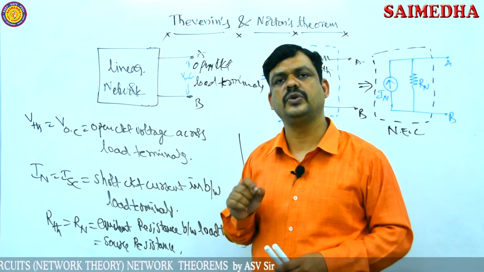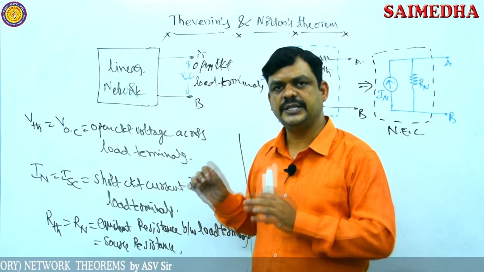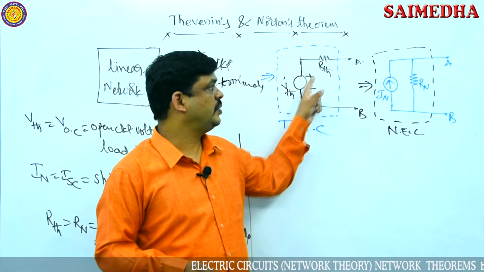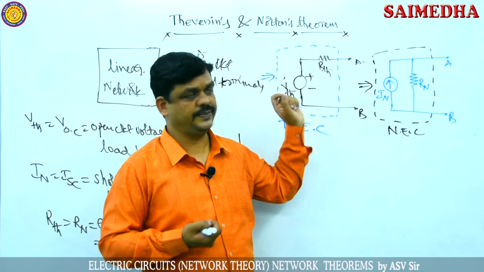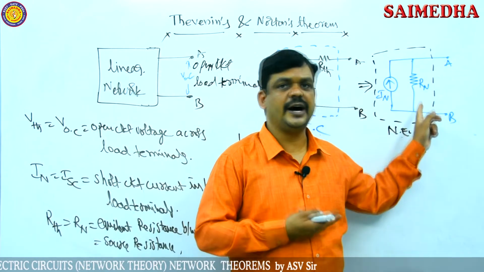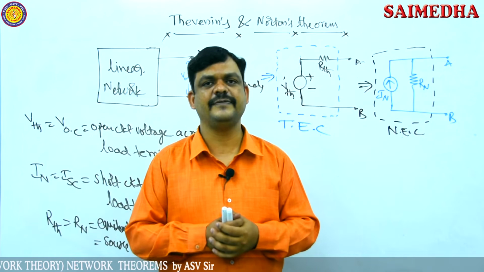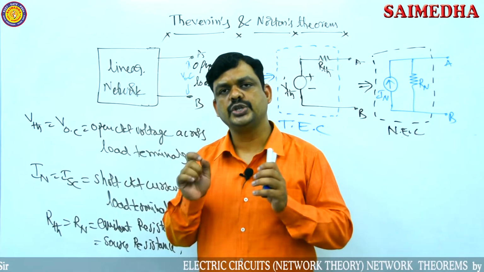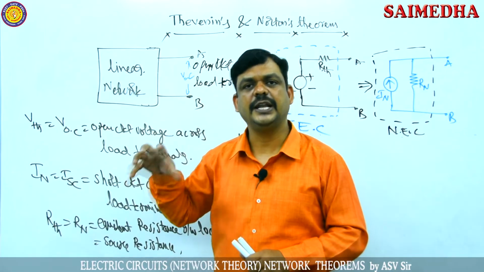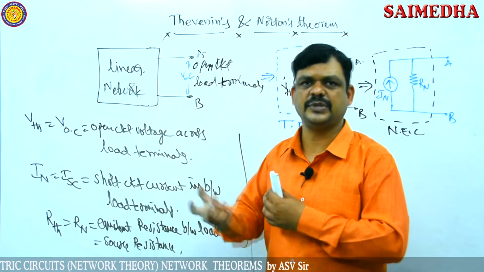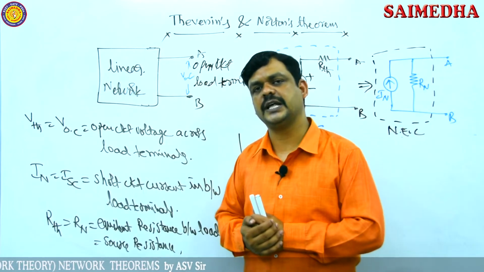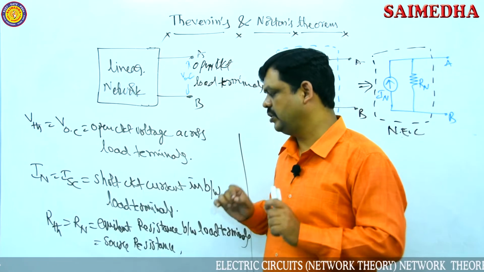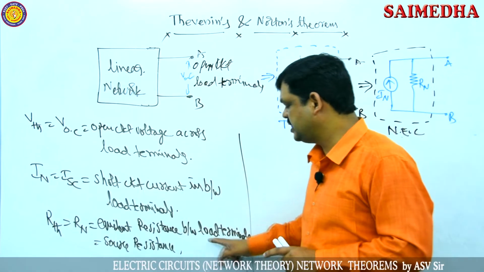Thevenin's resistance is equal to Norton's resistance because this resistance represents the source resistance. Here the voltage source internal resistance is RTh and the current source internal resistance is RN. So both are the same value. It is also called source resistance or internal resistance of the circuit, or we can write equivalent resistance between load terminals.